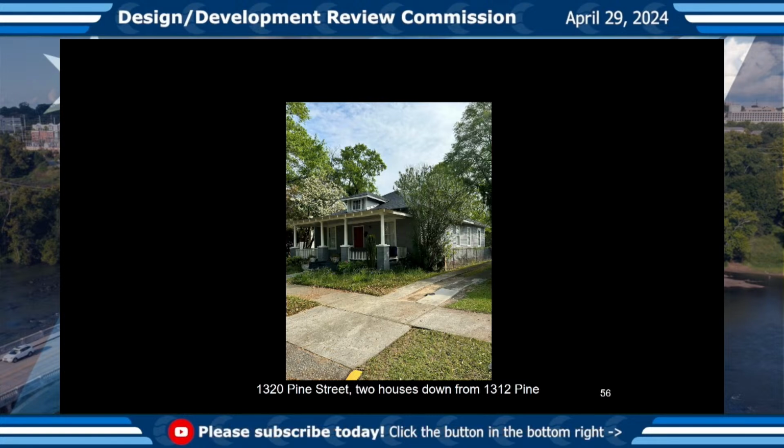The staff is recommending that the vertical siding installed at 1312 Pine Street is not in keeping with Section 2 of the Waverly Protection Area Guidelines and recommends denial of this appeal. Staff recommends that the vertical siding should be replaced with vinyl or cement fiberboard siding in a horizontal orientation, and that work should be completed within 90 days of this decision.